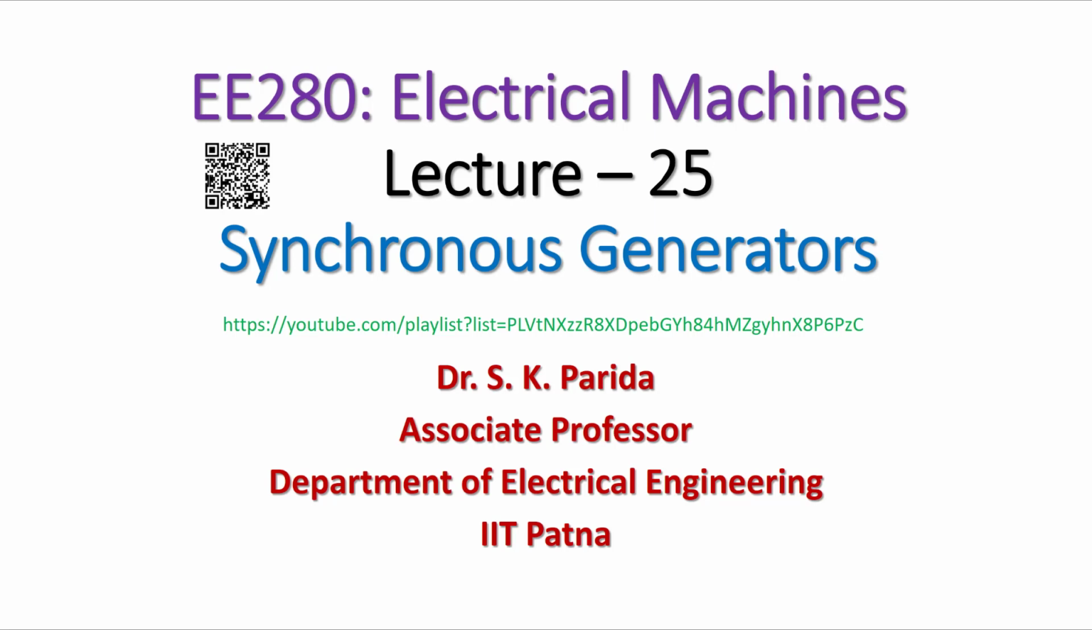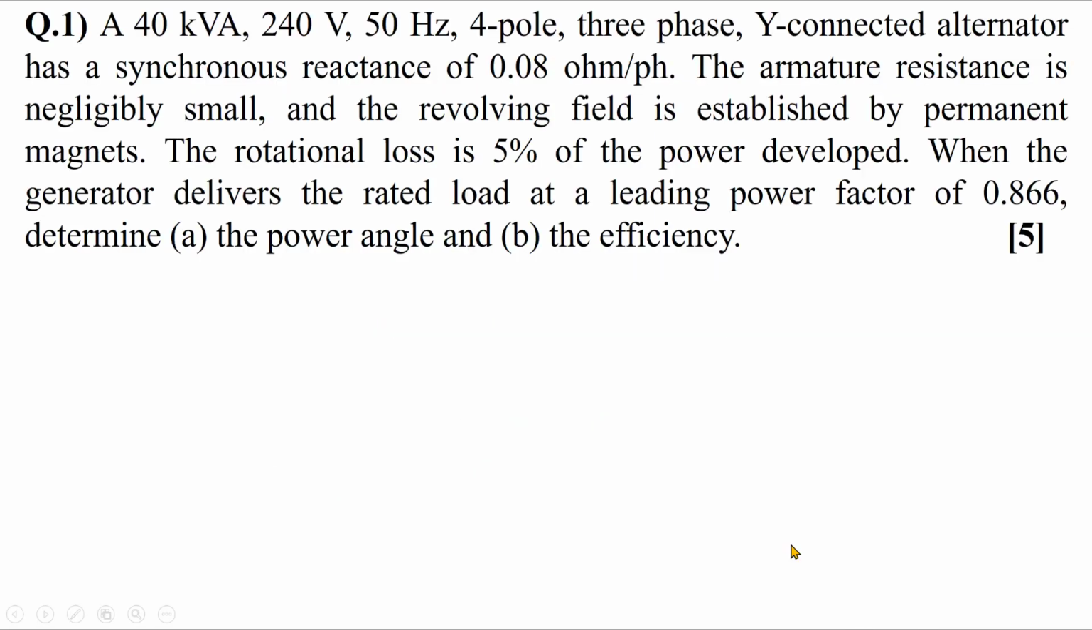Let us go to that question. So this was your question, right? We have a 40 kVA generator, 220 volts, 50 Hz, 4 pole, 3 phase, Y connected alternator, and the synchronous reactance is given only 0.08, and the armature resistance is neglected, right? It is negligibly small, so we can neglect it. So I can write Ra equal to 0.